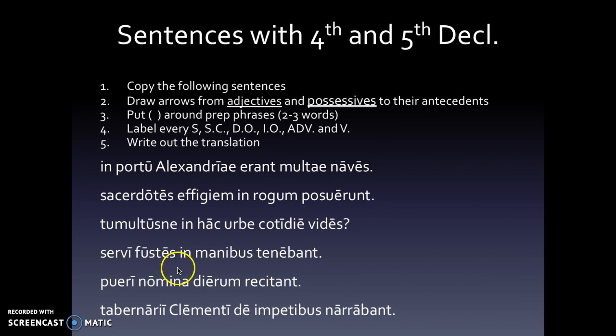Take a moment and copy down these sentences. Draw arrows from the adjectives, underline the adjectives and draw arrows to their antecedents. Put a double underline for the possessives and draw arrows to their antecedents. Put parentheses around your prep phrases. Remember, a prep phrase is going to be 2 or 3 words. It can be 3 words if it has a possessive or an adjective modifying the object of the preposition. Anything that's left over, label it as your subject complement, your direct object, your indirect object, an adverb or a verb, and then write out your translation.